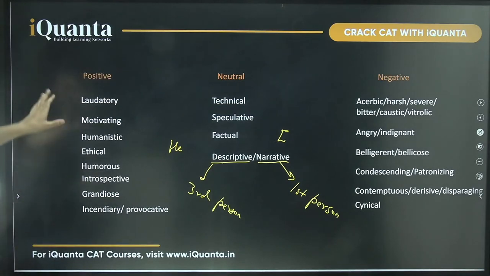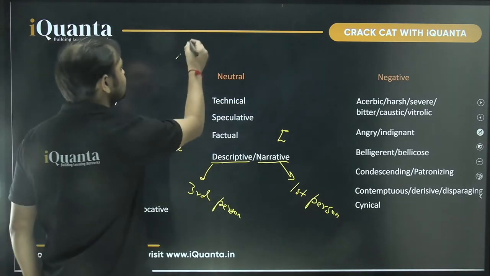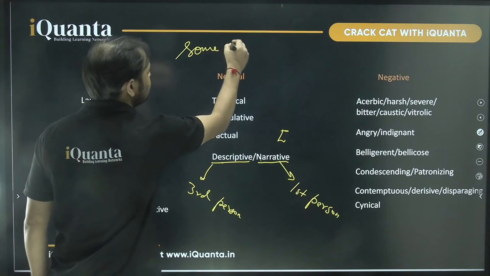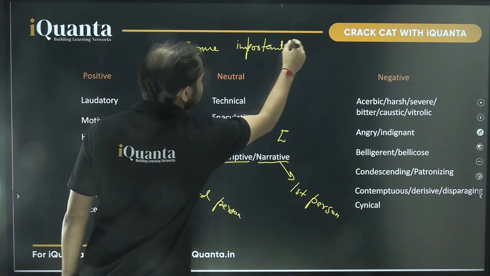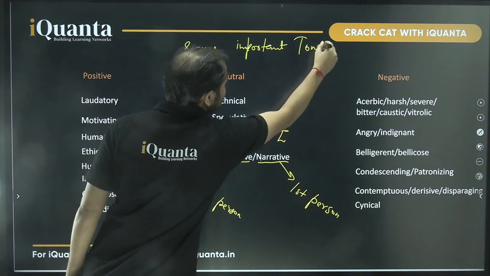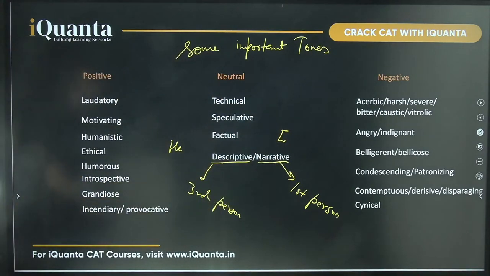So I have written here some very important tones. These are not everything, there could be other words also, but majorly there are these many tones. And there will not be questions to identify the tone of the author, these questions do not appear anymore. They used to appear in the CAT paper, but not now.